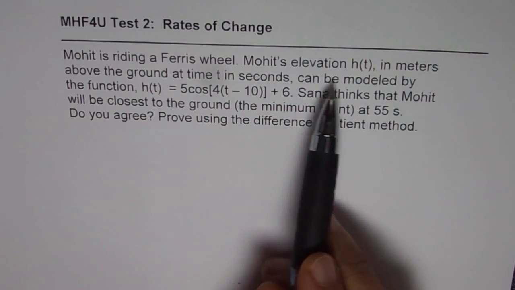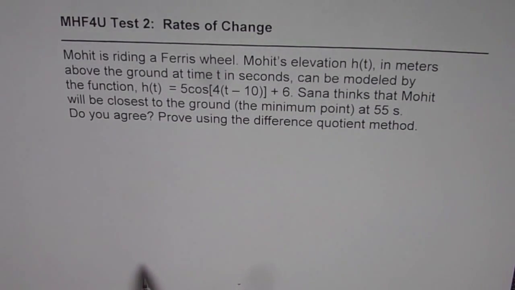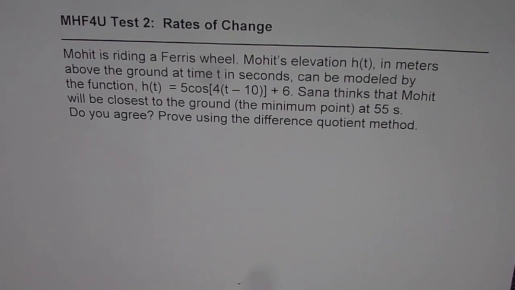Mohit's elevation h of t in meters above the ground at time t in seconds can be modeled by the function h of t equals 5 cos(4(t minus 10)) plus 6. Sena thinks that Mohit will be closest to the ground, the minimum point, at 55 seconds. Do you agree? Prove using the difference quotient method.